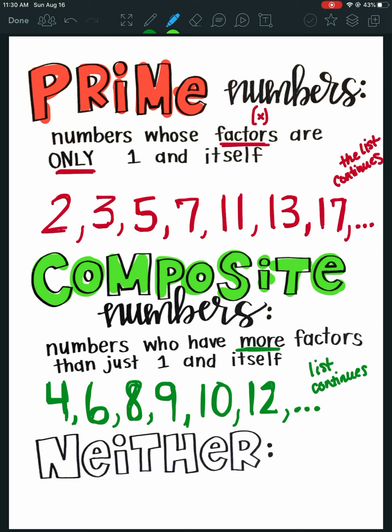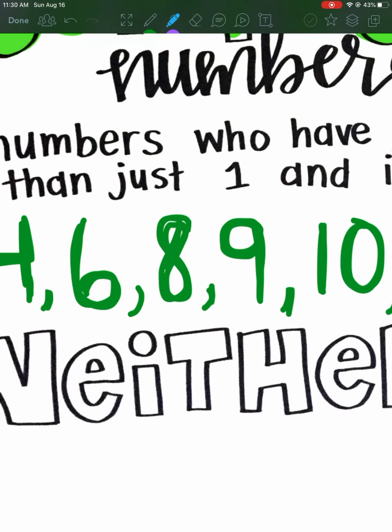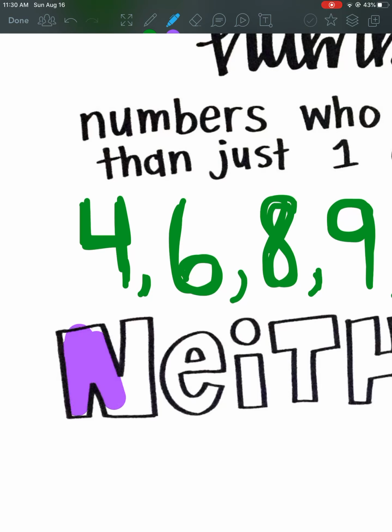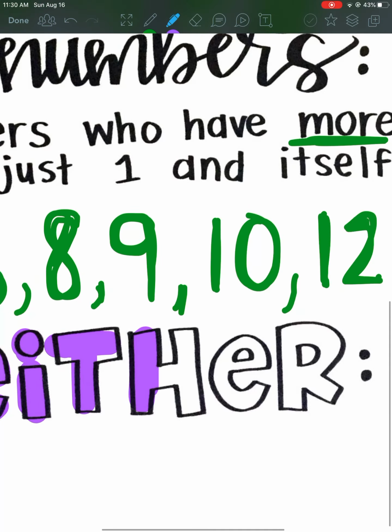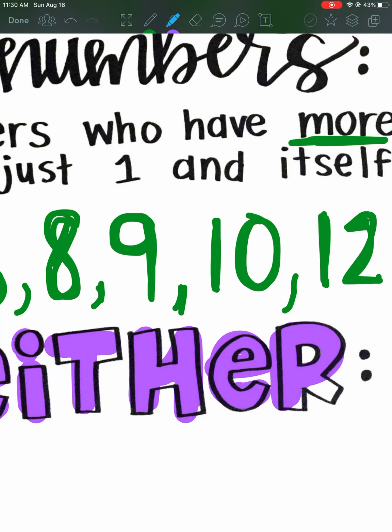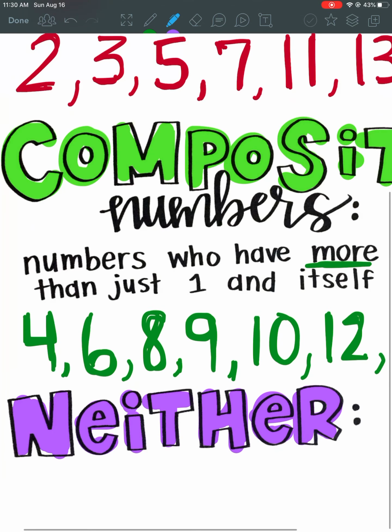Now, there is a set of what we call neither. They don't fit either category. They're not prime and they're not composite. The neither list means it can't fit either one of those definitions. There are actually only 2 numbers that fit our neither list.